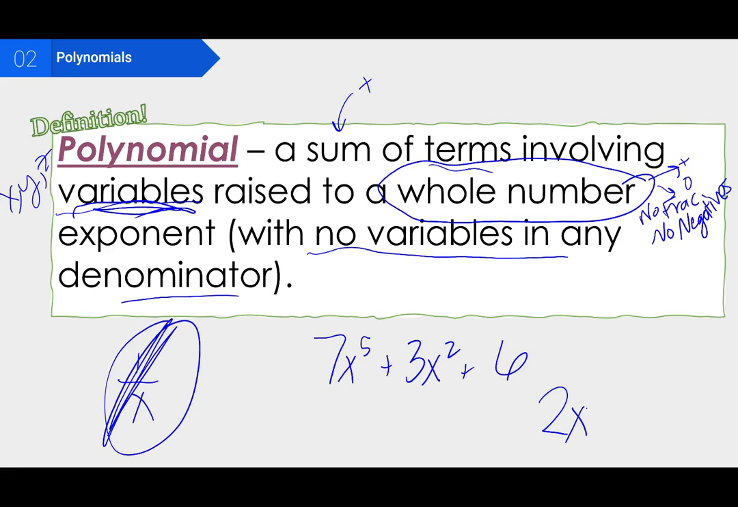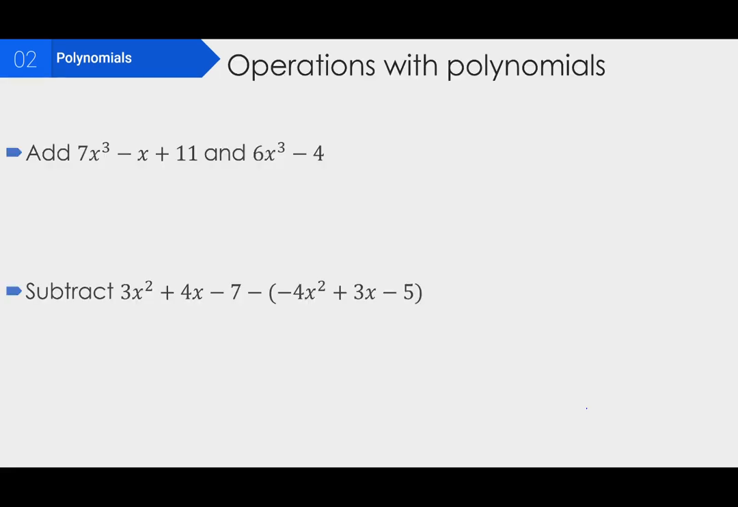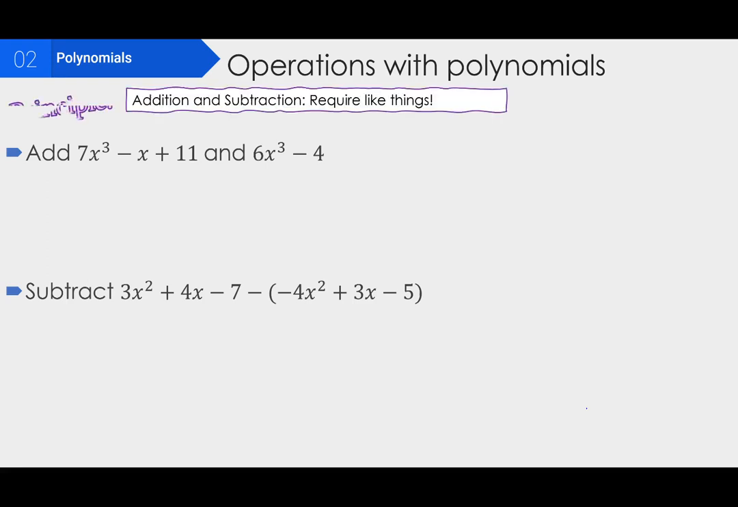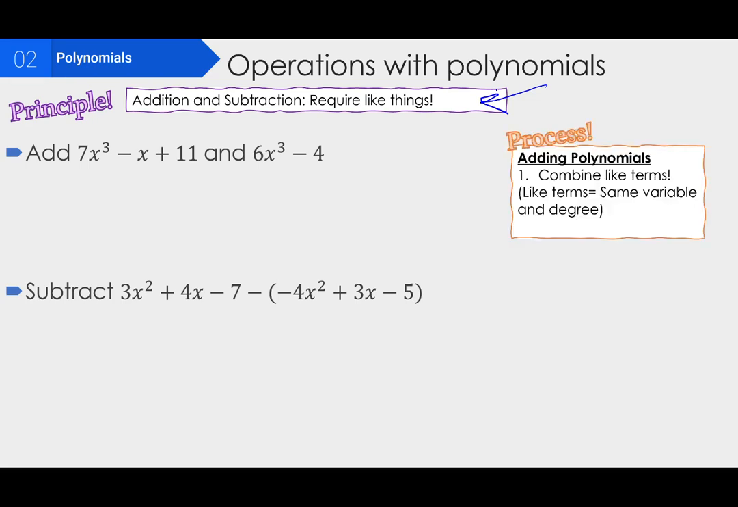Let's talk about adding, subtracting, and multiplying polynomials. Adding is going to feel pretty familiar to you, because I stole this from a different video. This principle of adding and subtraction requires like things. So all we're going to do is look for like terms. And like terms have the same variable and the same degree, or exponent on the variable.